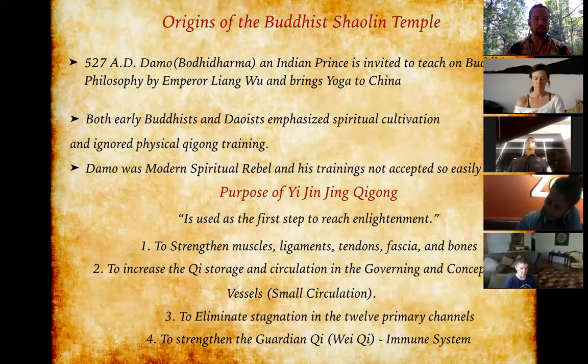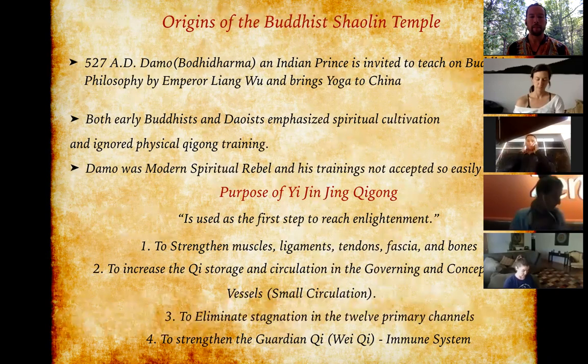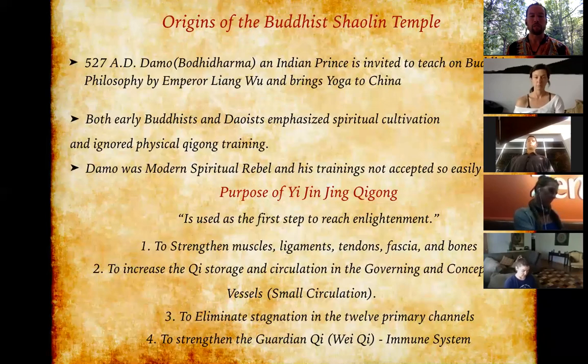The second purpose is to increase the qi storage and circulation in the governing and conception vessels, which is also called small circulation. It's also called the microcosmic orbit, which we will be doing more of this semester, because y'all have built a pretty good amount of qi, and so now we're going to start to open those channels, the front and back channels.